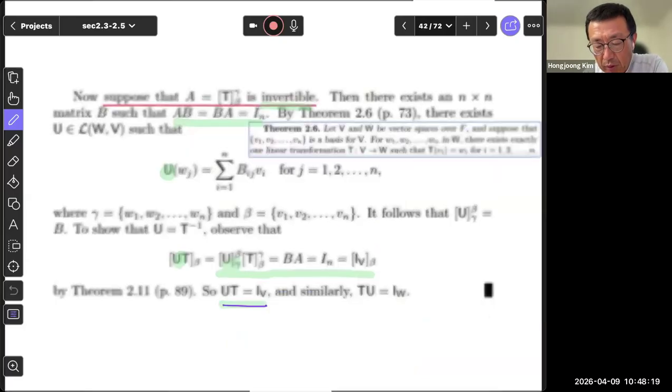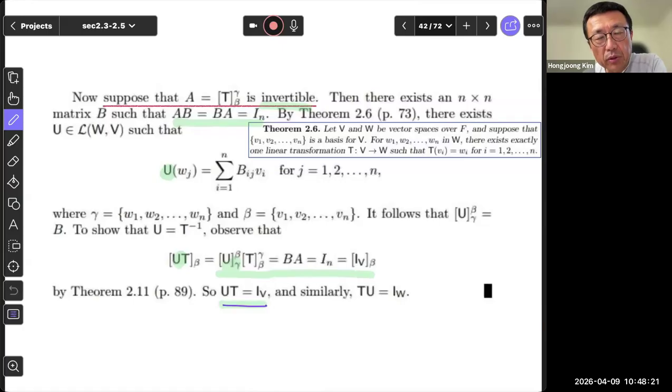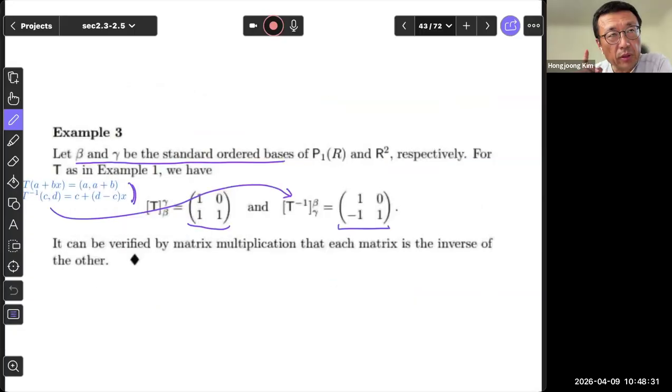Okay? So that's how we are going to construct the T inverse in general. So in general, given T, it is difficult to find the T inverse mapping. I mean, we can do that, we can find it, but finding T inverse from T is a little bit difficult.